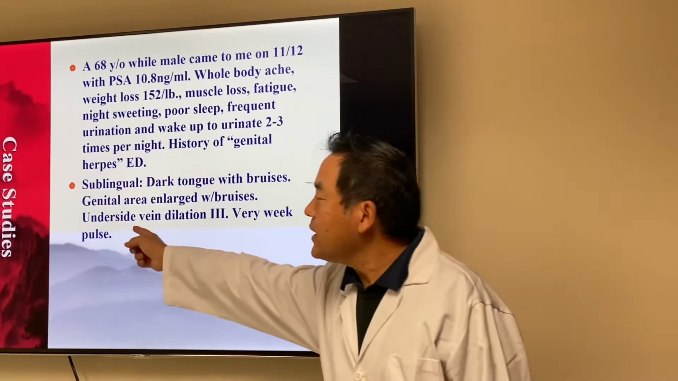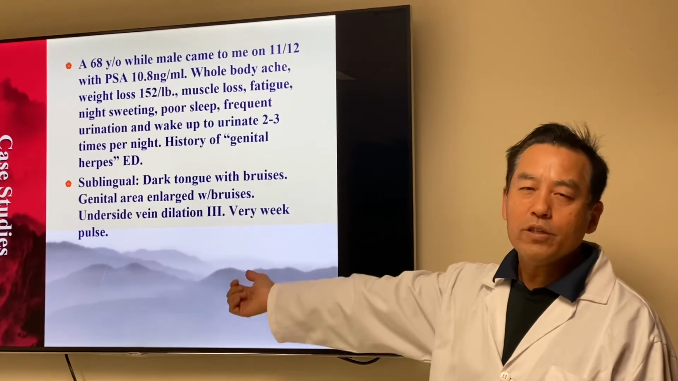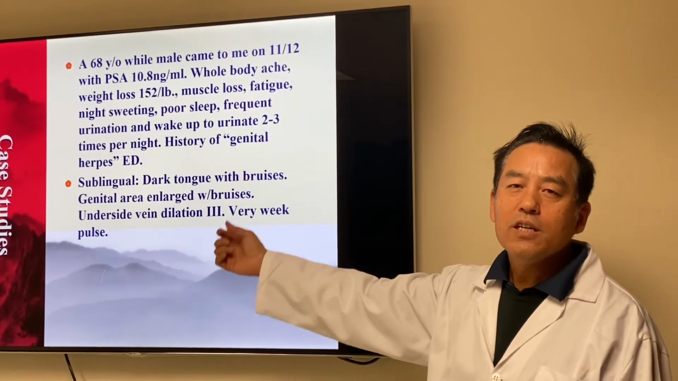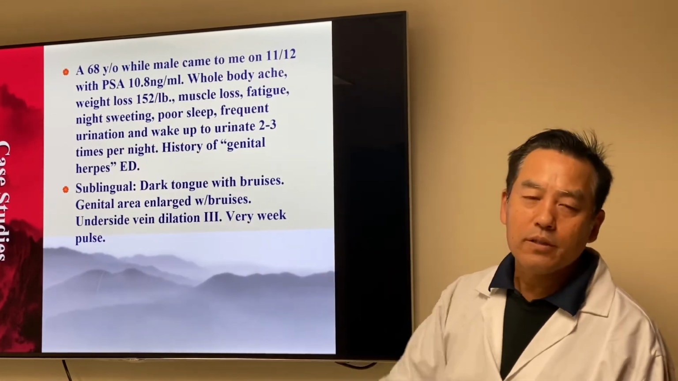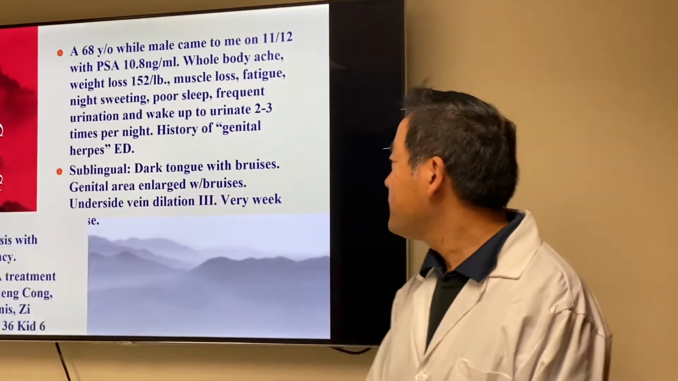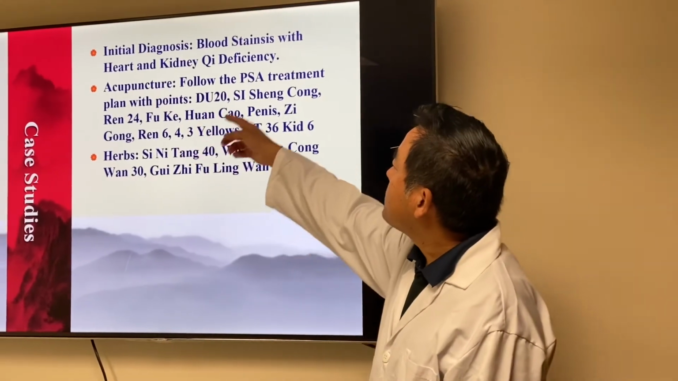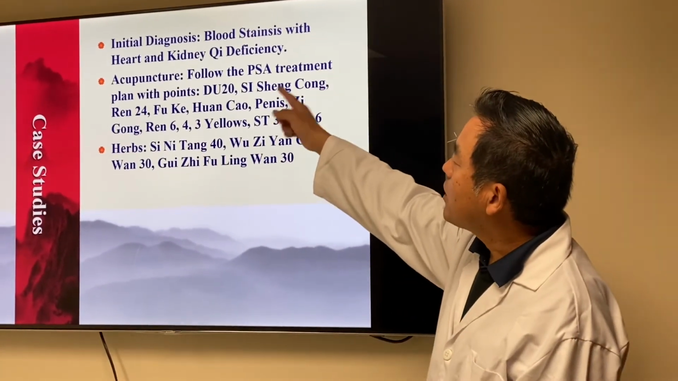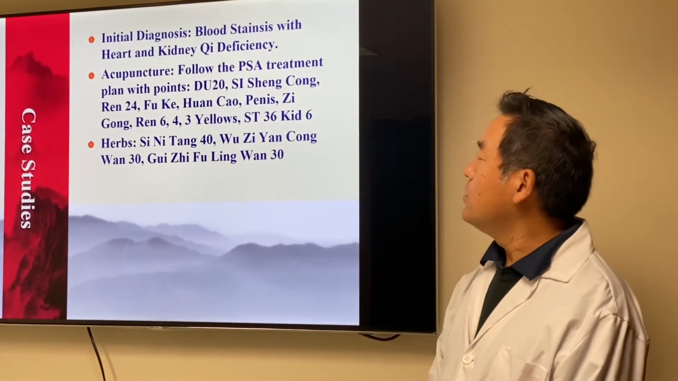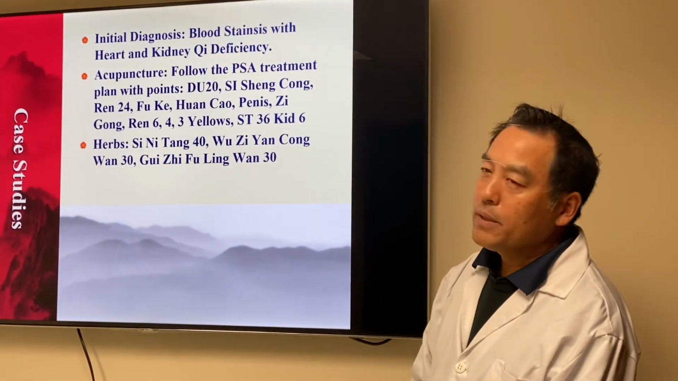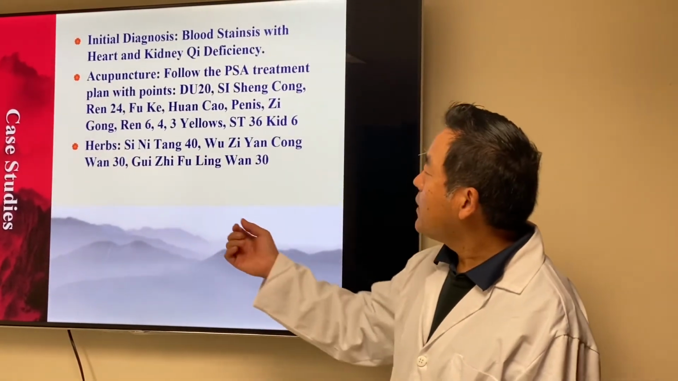So when you see a patient with underside vein dilation 3rd degree, it's always a great idea to give them heart strengthening points and heart strengthening herbs. Very weak pulse. Next page. My initial diagnosis was blood stenosis with heart and kidney deficiency. So my treatment plan is to clean up the blood stenosis and tonify the kidney and heart.